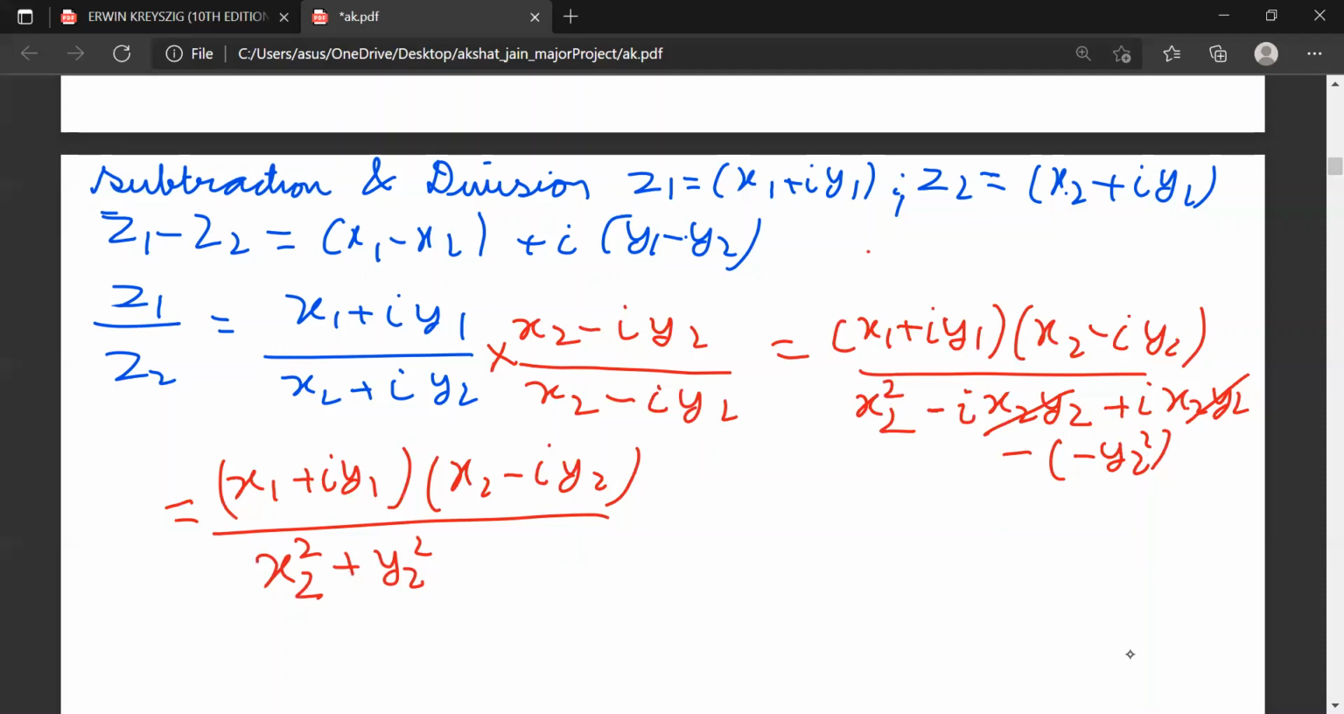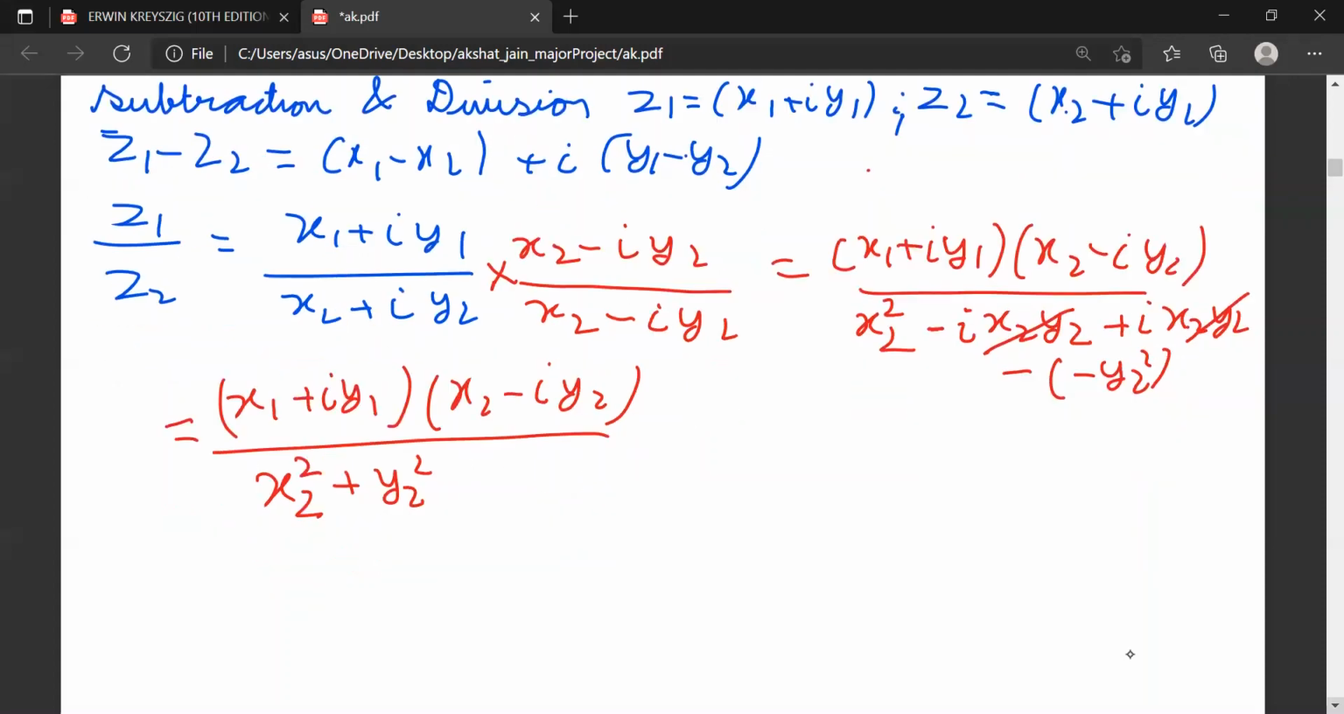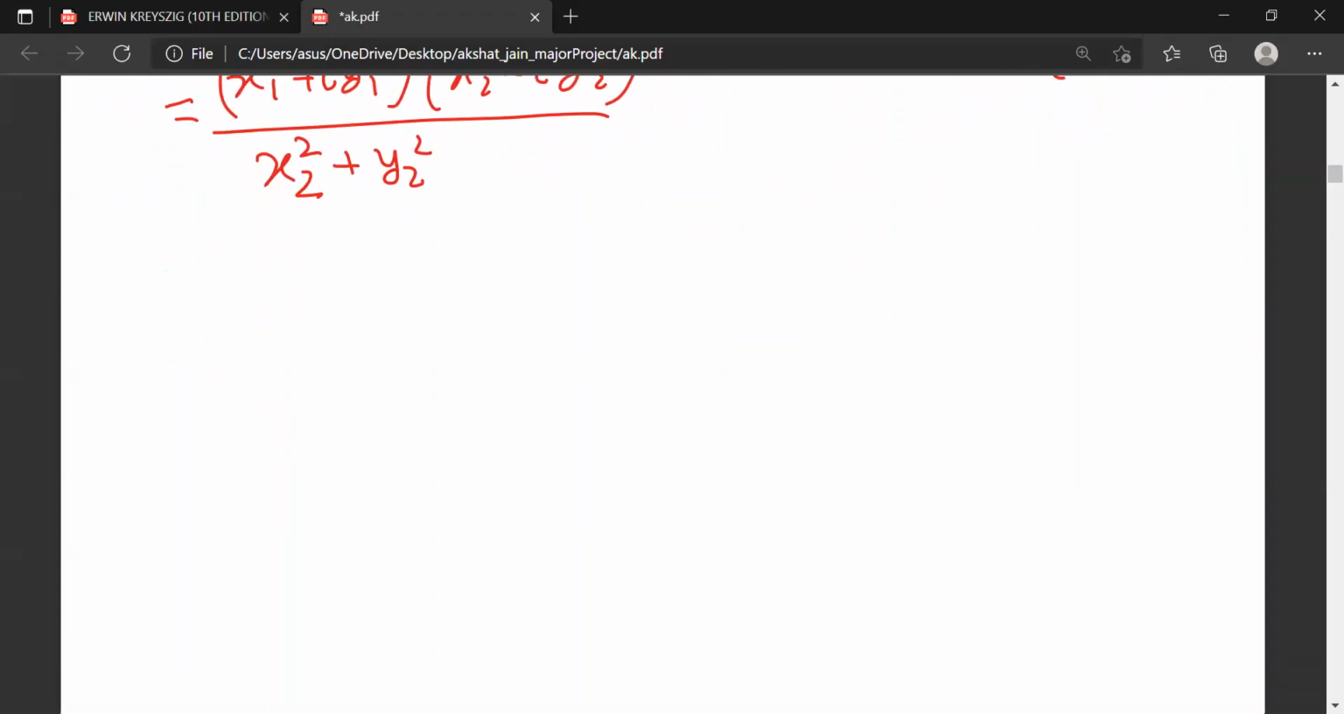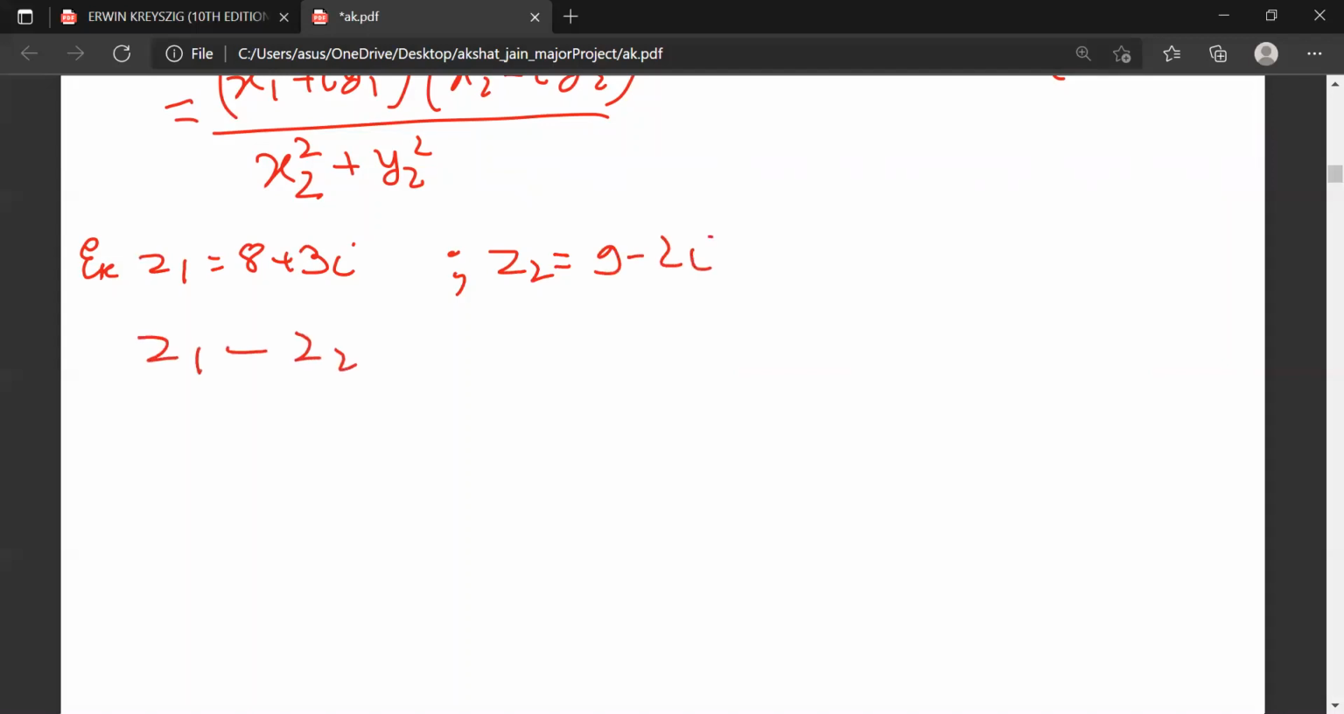We will see some more things here. Let's do one example first, then we will go ahead. Let's take the same Z1 equals 8 plus 3 iota and Z2 equals 9 minus 2 iota. First we write subtraction: Z1 minus Z2 equals 8 minus 9 plus iota times 3 plus 2, which equals minus 1 plus 5 iota.